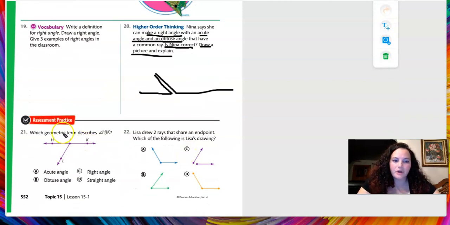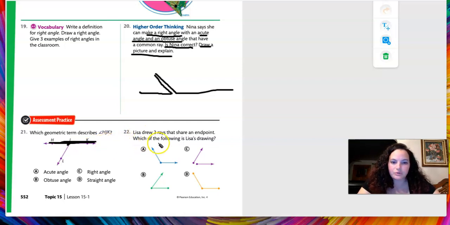Okay, number 21. Which geometric term describes angle HJK? So HJK. Is that acute, obtuse, right, or straight? If you said it's a straight angle, you would be correct because that is HJK. That one's a straight line, so it's a straight angle.